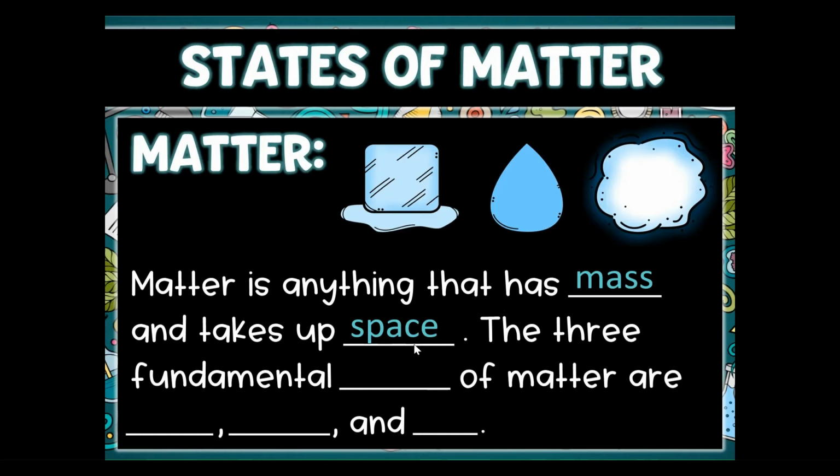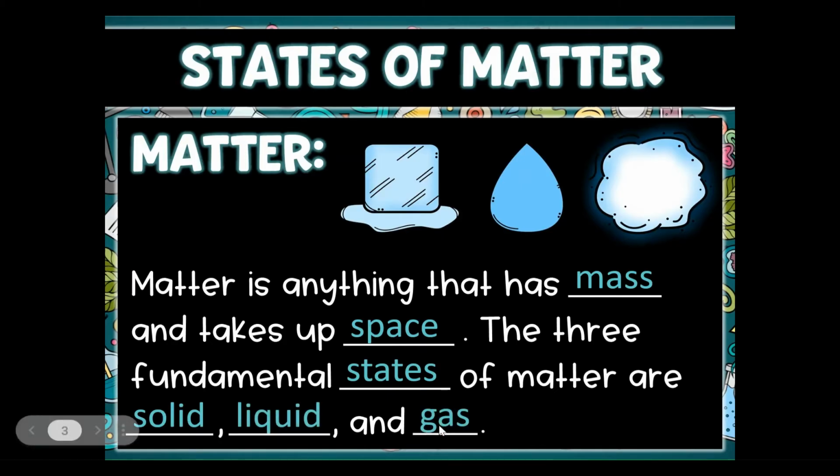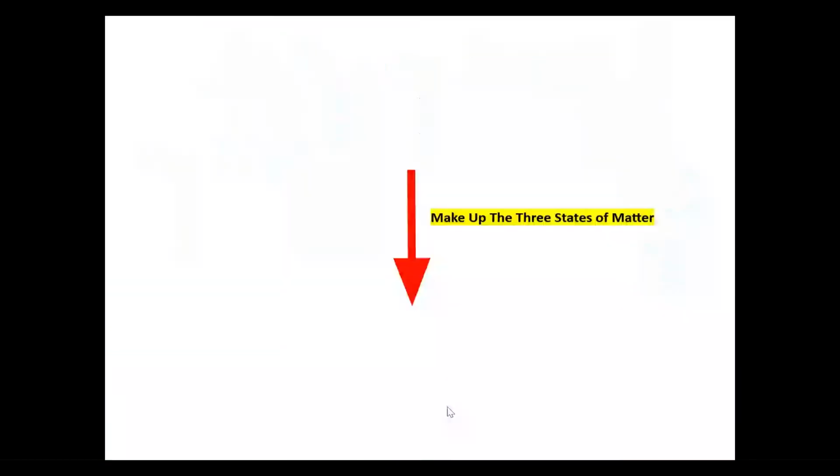So, in the example that I just gave you, an ant and a human both have mass and take up space, but one takes up more space than the other and may have more mass as well. So it doesn't matter what it is, the three states of matter are solids, liquids, and gases, and in each case, all of them have mass and take up space. Solids have mass and take up space. Liquids have mass and take up space. Gases have mass and take up space.